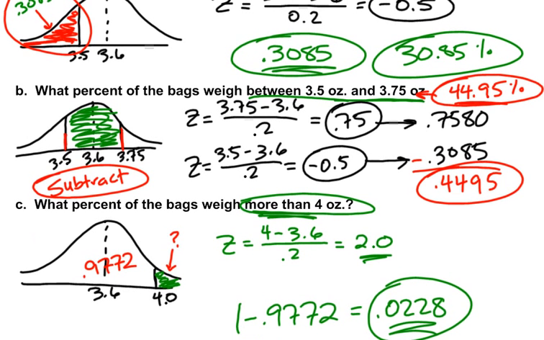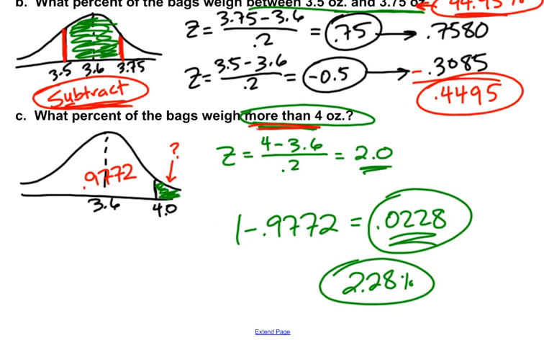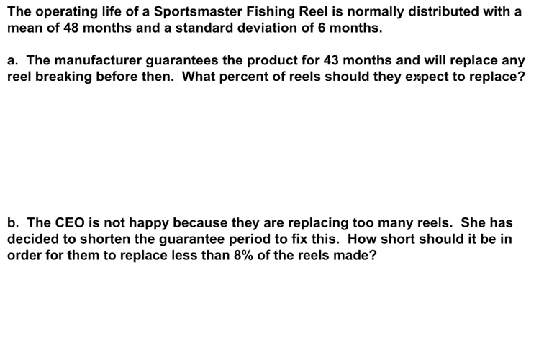For part B, we are going between two values, and when we go between two values, we look up those values in the table and we subtract them. For part C, we had to find what weighed more than something, so we wanted the area to the right. And in order to find that, we always subtract from 1. So we look up the value in the table and we say 1 minus whatever that value is. And that pretty much sums up all of working with z-scores in the normal distribution. Let's look at one more example and we'll wrap it up.